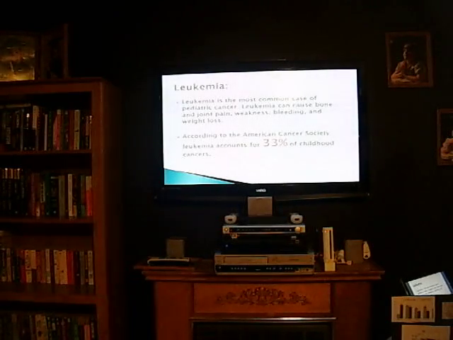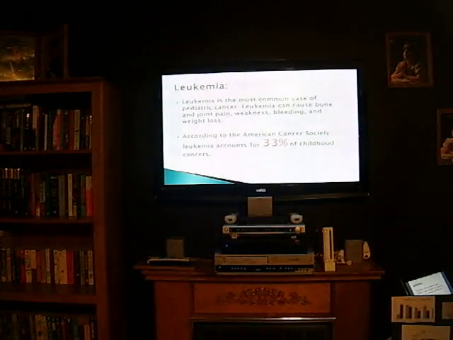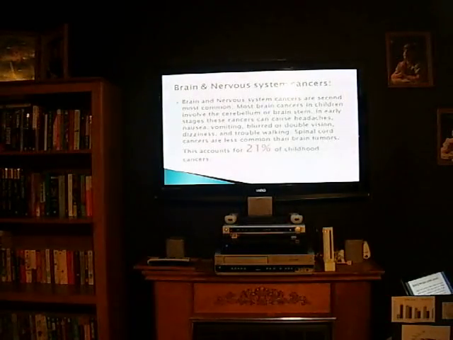Leukemia. Leukemia is the most common case of pediatric cancer. Leukemia can cause bone and joint pain, weakness, bleeding, and weight loss. According to the American Cancer Society, leukemia accounts for 33% of childhood cancers. Brain and nervous system cancers. Brain and nervous system cancers are second most common.